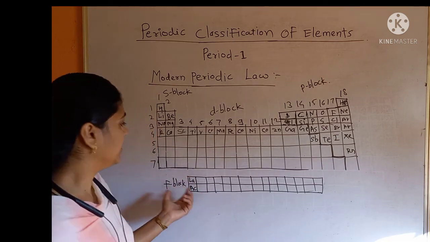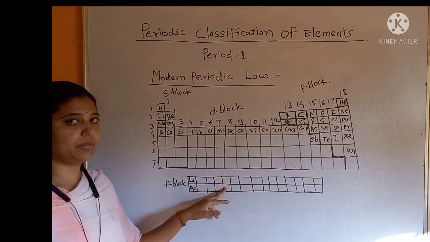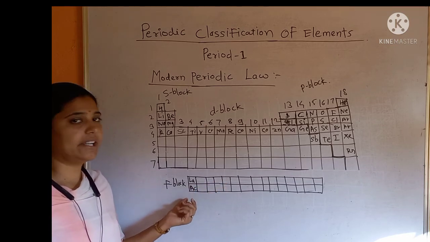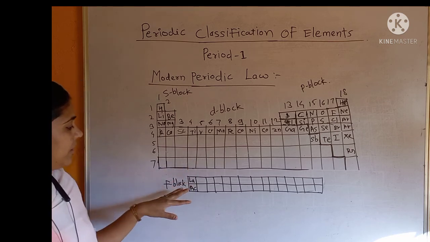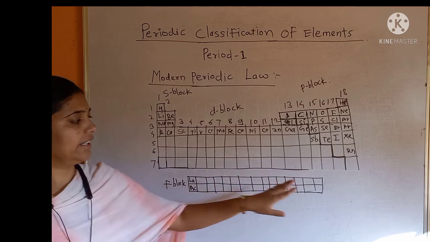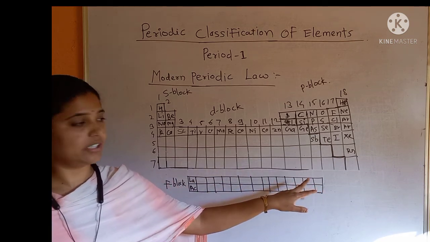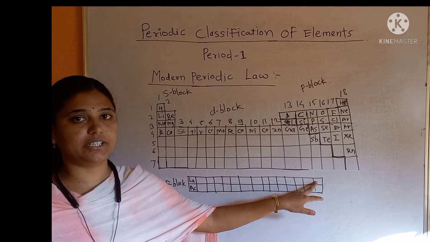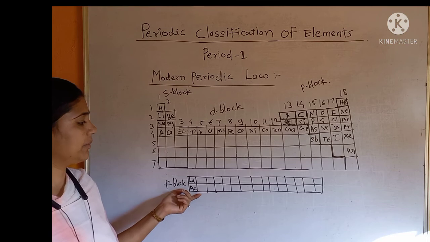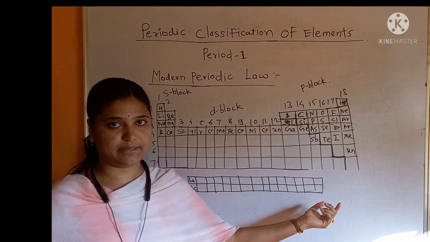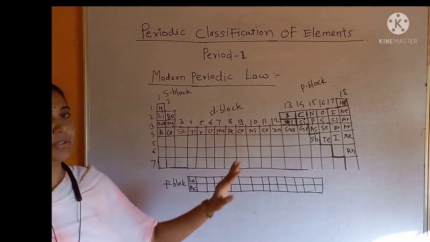And here 14 elements, and the second series of the F block also has 14 elements. Lanthanum and actinium are part of the D block elements. Okay, so the series starts from lanthanum and ends at lutetium, and the second F block series starts from actinium and ends at lawrencium. Okay, so this is the whole structure of the modern periodic table.